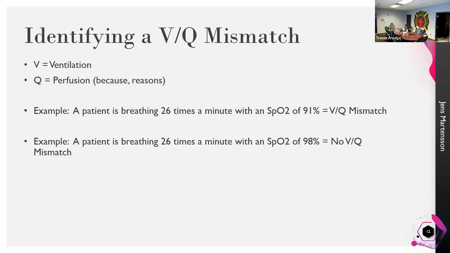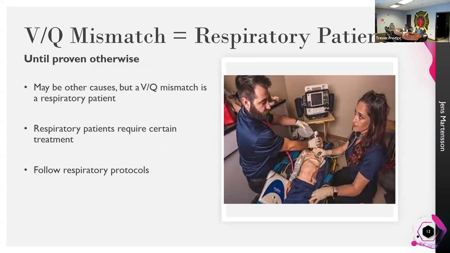So the number one thing I got to do with a respiratory patient, the first thing I got to do is identify, is there a VQ mismatch here or not? Because if there is a VQ mismatch, that is a respiratory patient until proven otherwise. There could be other things going on. There absolutely could be other things going on with our patient. But on top of those other things, there is a respiratory component. There has to be, because there's a VQ mismatch. So if you have a respiratory patient, they require certain treatment on top of the other things you might be doing. So we got to follow our respiratory protocols.